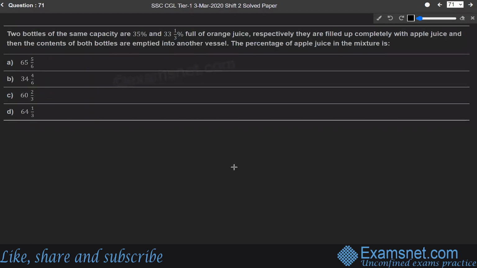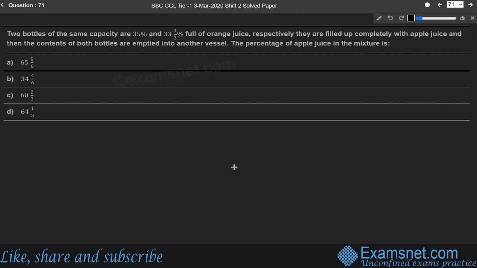Moving on to the next question. Two bottles of the same capacity are 35% and 33 1/3 percentage full of orange juice, respectively. They are filled up completely with apple juice, and then the contents of both bottles are emptied into another vessel. The percentage of apple juice in the mixture is. We have to find the percentage of apple juice in the mixture, and it is given that two bottles have the same capacity and they are 35 and 33 1/3 percentage full of orange juice.